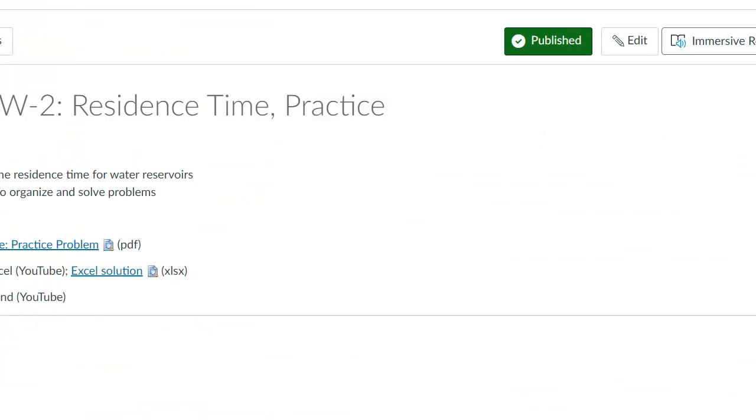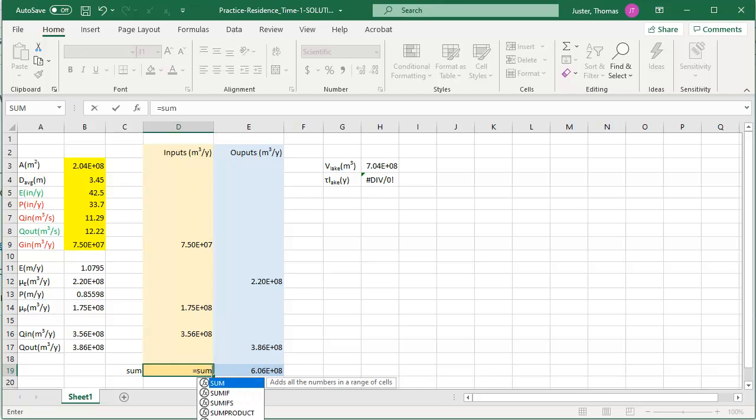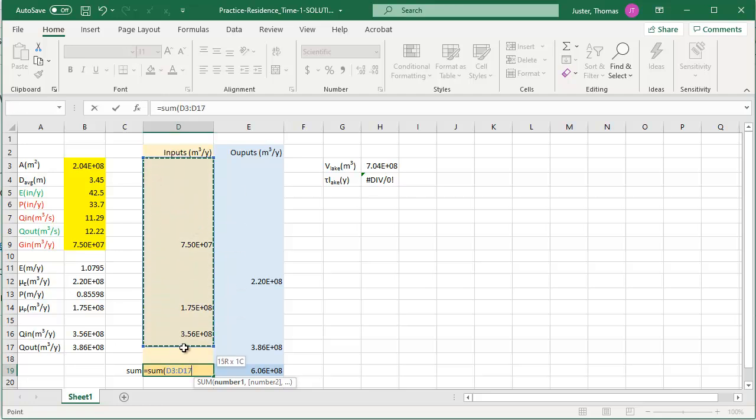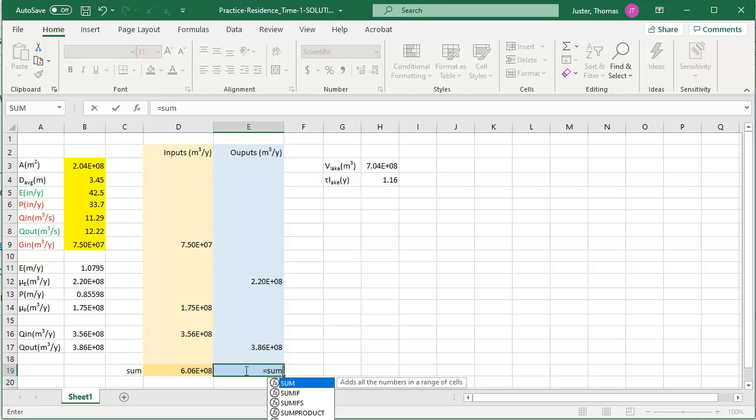Whoops, I didn't mean to do that. Let's go back here. So what I can just say is equal the sum, that's the function, then parentheses, and there's a couple ways to do this. I could give it the range of cells, or I could just use my cursor and select the range of cells I want. So I want to sum all these numbers, and I hit return, and I'm done. And I want to do the same thing over here. I want this to be equal to the sum of all of these numbers, and I'm done.